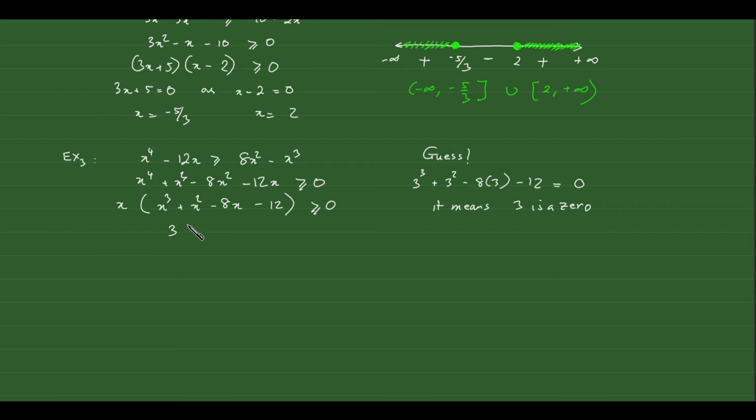So I'm gonna do synthetic division because 3 is a 0. Alright. So you have 1, 1, minus 8, minus 12. So go ahead and drop it down. 1, drop it here. 3, add them up, 4, 12. Here you go. It turned out to be 0 as the remainder.